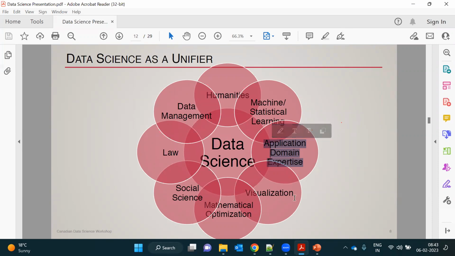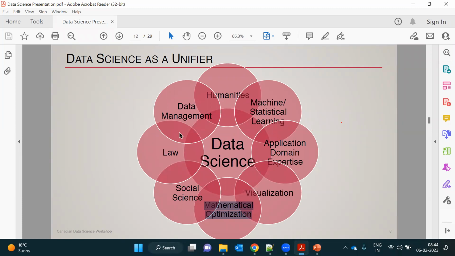And also you need visualization. Visualizations are charts. Most of you might already be seeing these bar charts, pie charts. Like if you see this, it's not exactly a pie chart, but a representation of a concept. So these kinds of visualizations are needed. And mathematical optimization, you need some basic understanding of mathematics so that you can optimize the problem. And social science, data management. So all these things are needed to solve a data science problem.